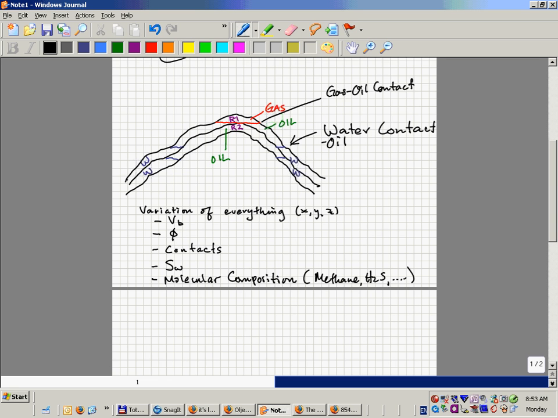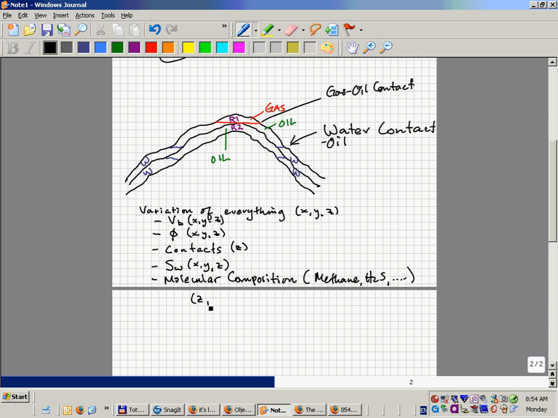Okay, so we need bulk volume, porosity. Clearly this is given by the geometric XYZ. This can vary in all directions. This typically is only a function of the depth. I mean, it's at what depth the contact is. And the water saturation, again, X, Y, and Z. And the molecular composition is typically a function mainly of the depth, but it can also vary in the X and Y direction. These are the things we have to know to simply define how much gas we have, how much oil we have.